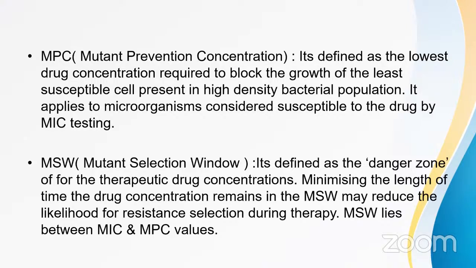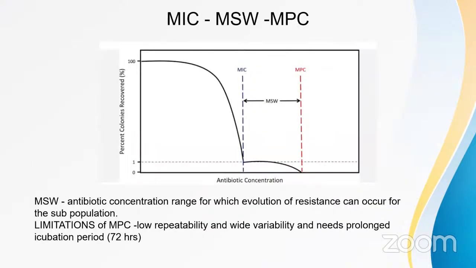And there's something called MSW. What is MSW? It's the mutant selection window. It's defined as the danger zone for the therapeutic drug concentration. Minimizing the length of time the drug concentration remains in the MSW will reduce the likelihood of resistant selection during therapy. This MSW lies between the MIC and MPC values. I'll show you the graph here.